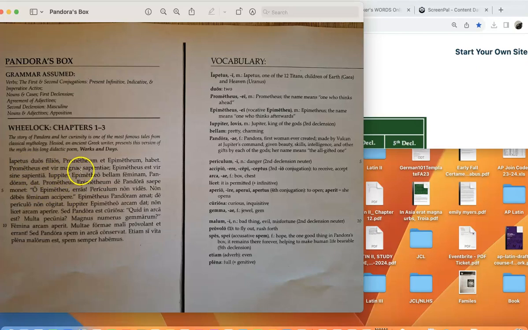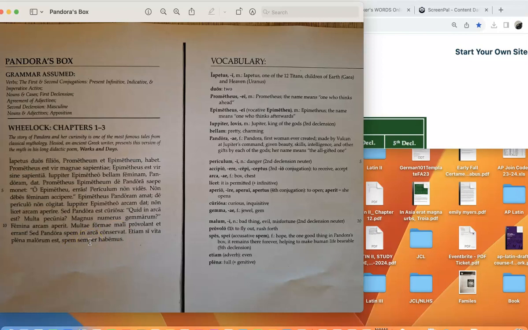Iapetus duos filios Prometheum et Epimetheum habet. Prometheus est vir magnae sapientiae, Epimetheus vir sine sapientia. Jupiter Epimetheo bellam feminam Pandoram dat. Prometheus Epimetheum de Pandora saepe monet. O Epimetheu, rem, periculum non vides? Non debes feminam accipere. Epimetheus Pandoram amat, de periculo non cogitat. Jupiter Epimetheo arcam dat, non licet arcam aperire, sed Pandora est curiosa. Quid in arca est? Multa pecunia, magnus numerus gemmarum. Femina arcam aperit, multae formae mali prorelant et errant, sed Pandora spem in arca conservat. Etiam si vita plena malorum est, spem semper habemus.